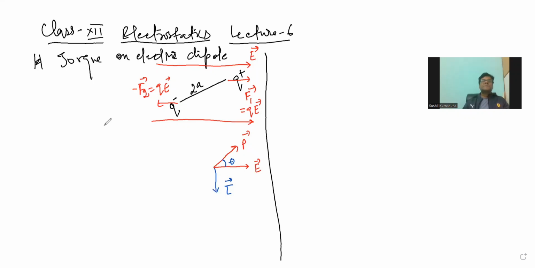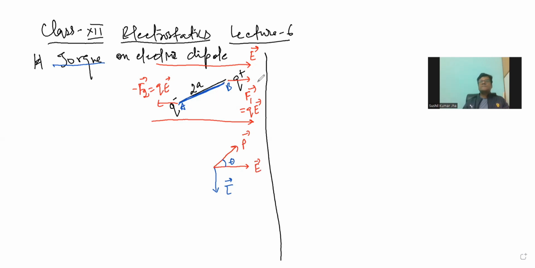Okay, so let us do now torque on an electric dipole. We consider that this AB is an electric dipole, obviously charges Q minus and Q plus placed in uniform electric field E.